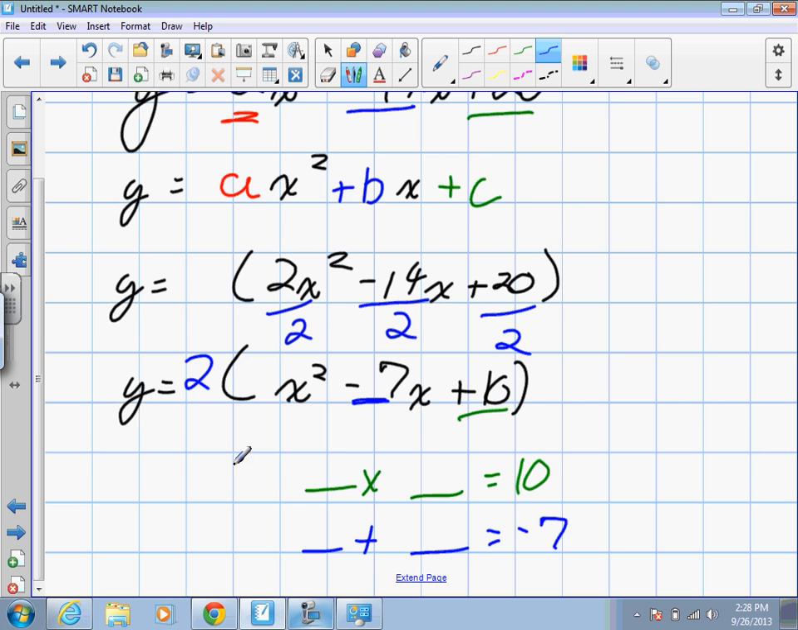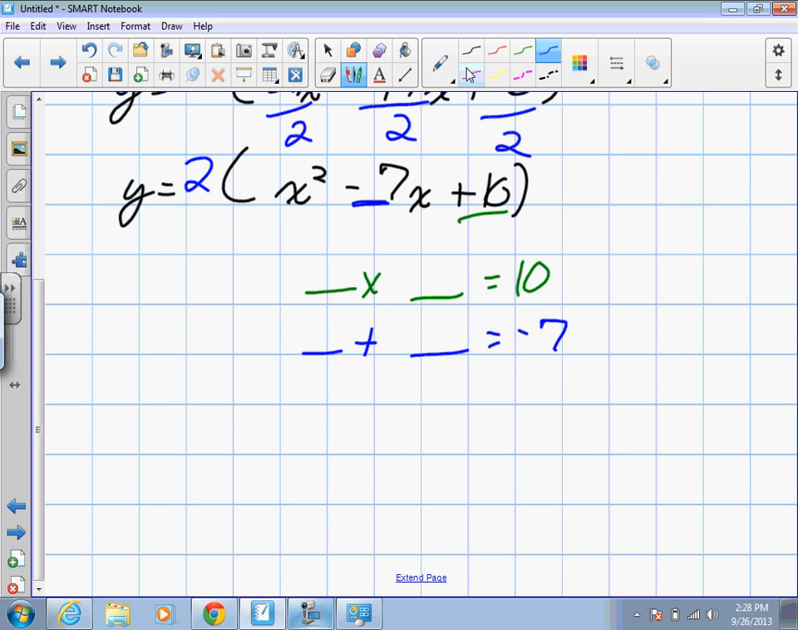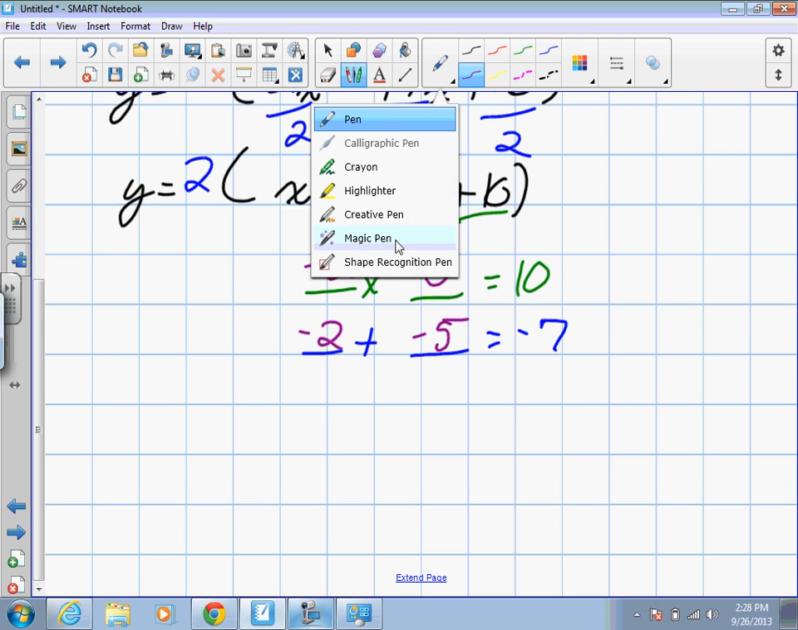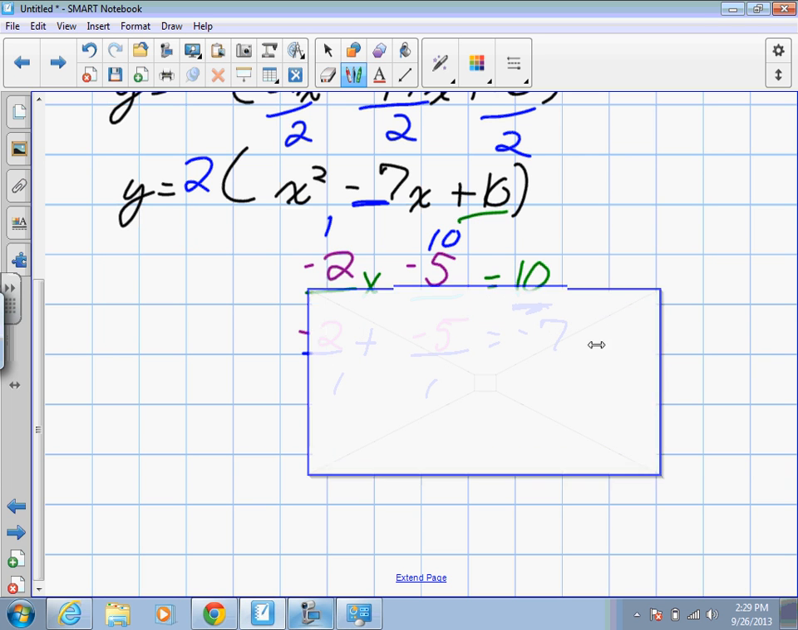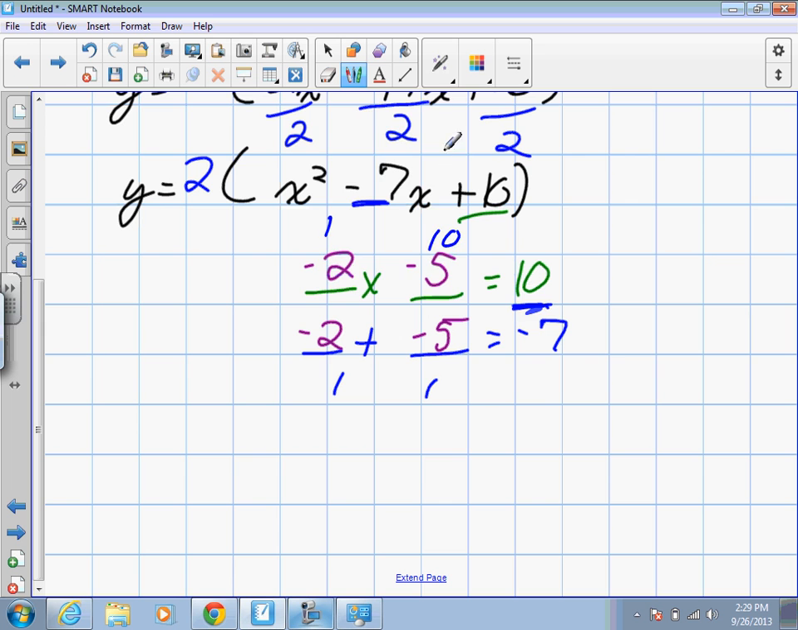What two numbers? Negative 5 and negative 2. Just 2 and 5? Or negative. Good. But we can't choose any two numbers. The two numbers have to fulfill this. So we look for factors of 10. I could have used 1 and 10. They would have multiplied to 10, but they would not add to negative 7.